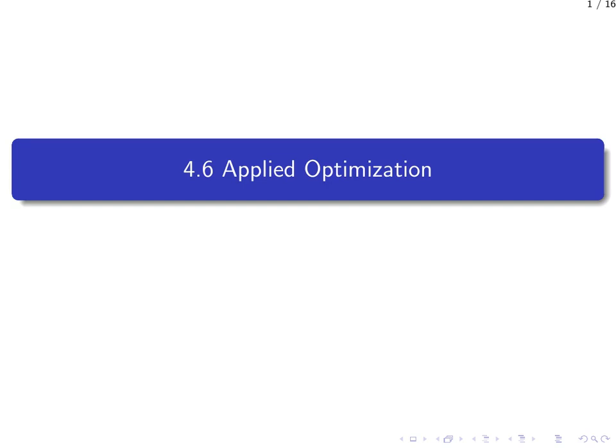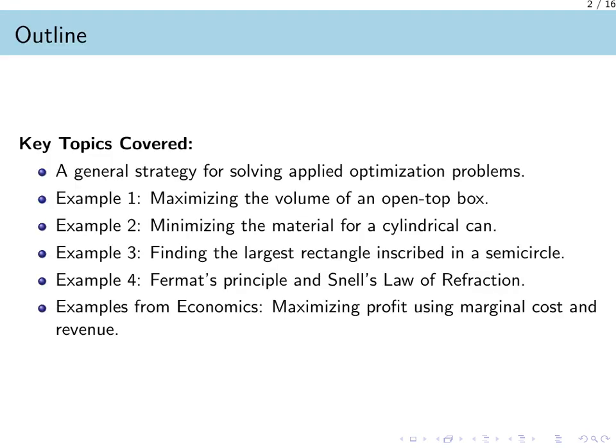4.6 Applied Optimization. The outline of this video is as follows. We will discuss a general strategy for solving applied optimization problems, which are problems that ask for the best possible value of a function. Then, I will walk you through several practical examples to see this strategy in action.